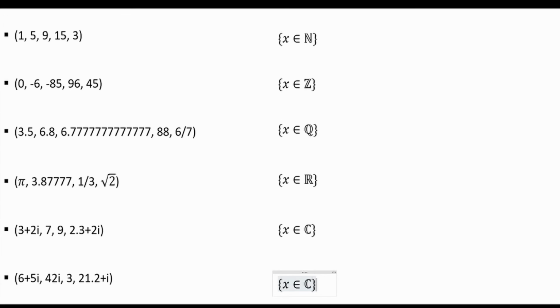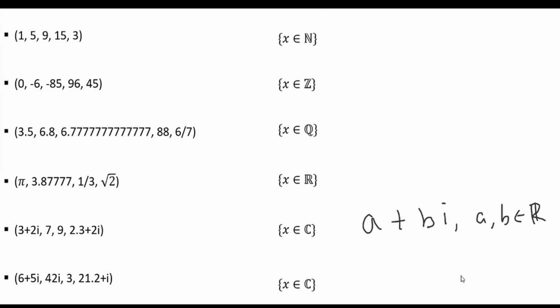Now, for the fifth set, we have x is an element of the complex numbers. Now, keep in mind, we must remember that complex numbers can be written as a plus bi, where a and b are not integers, they're real numbers. So a, b are real.